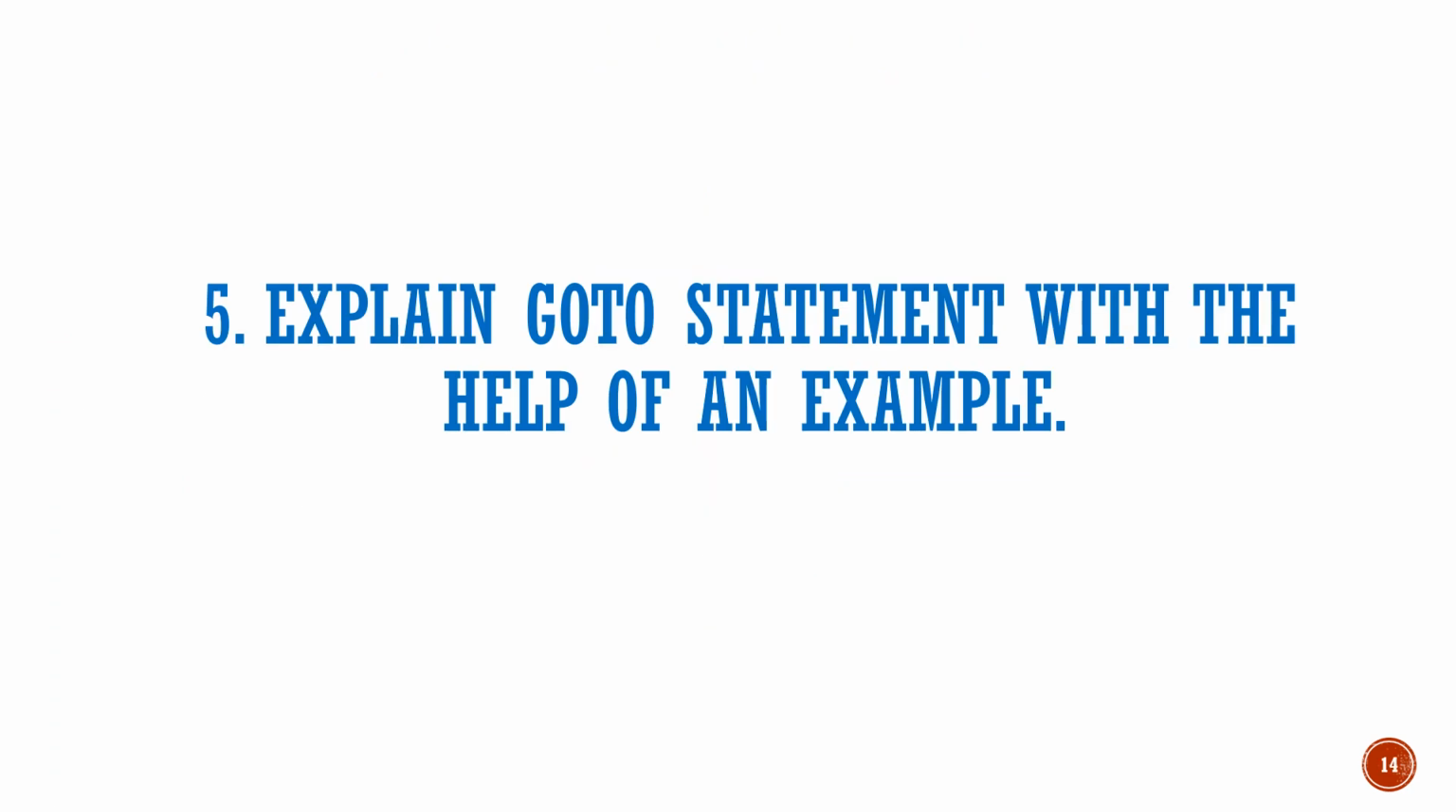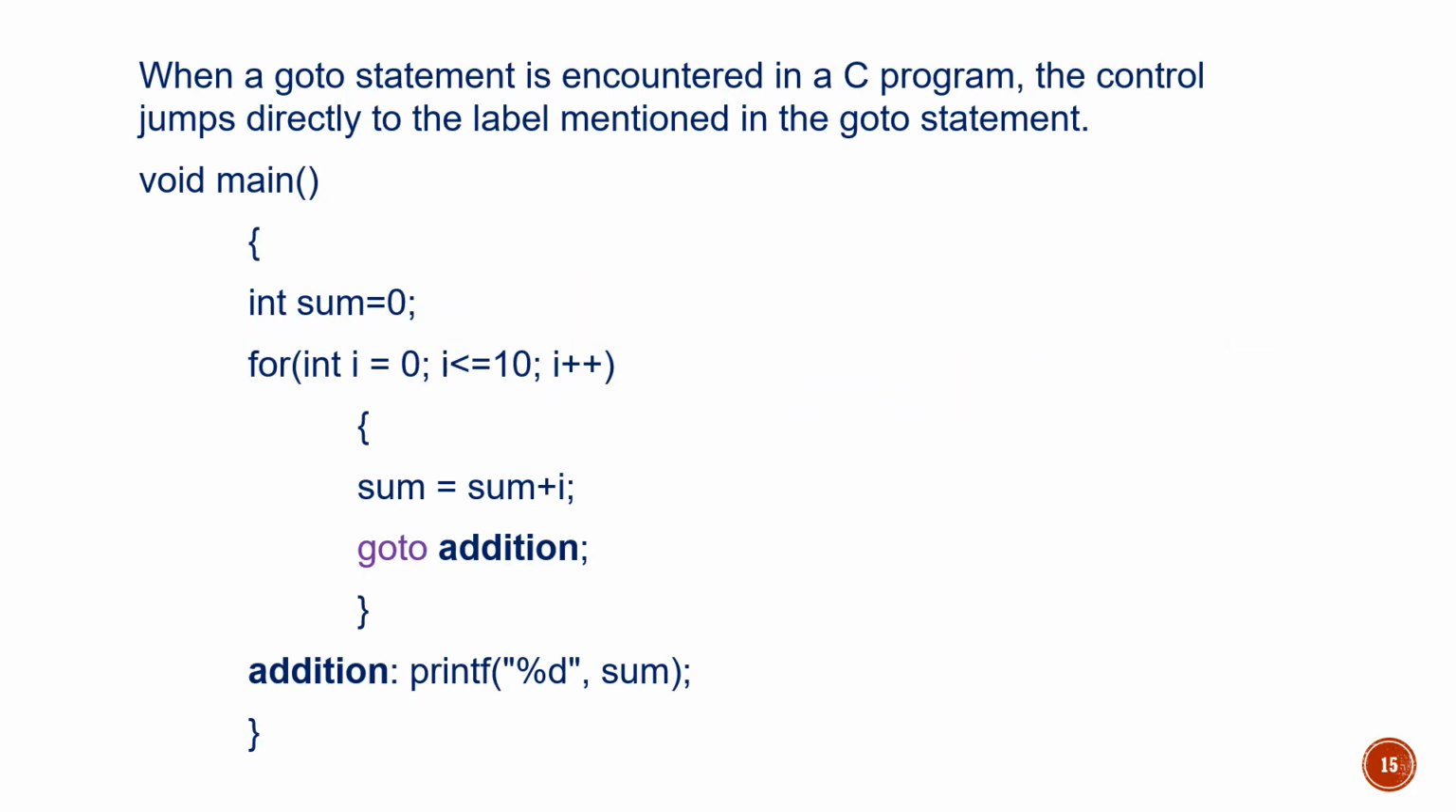Question number 5: explain the goto statement with the help of an example. So the goto statement is an unconditional statement. Here is a simple example. The goto statement comes within the for loop.